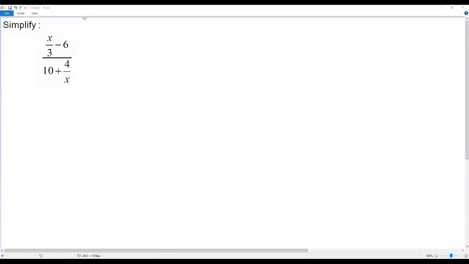Here we have a problem in algebra 2, that is we have to simplify this complex fraction. To simplify this complex fraction, first I have to simplify the expression we have in the numerator, and simplify the expression in the denominator as well.